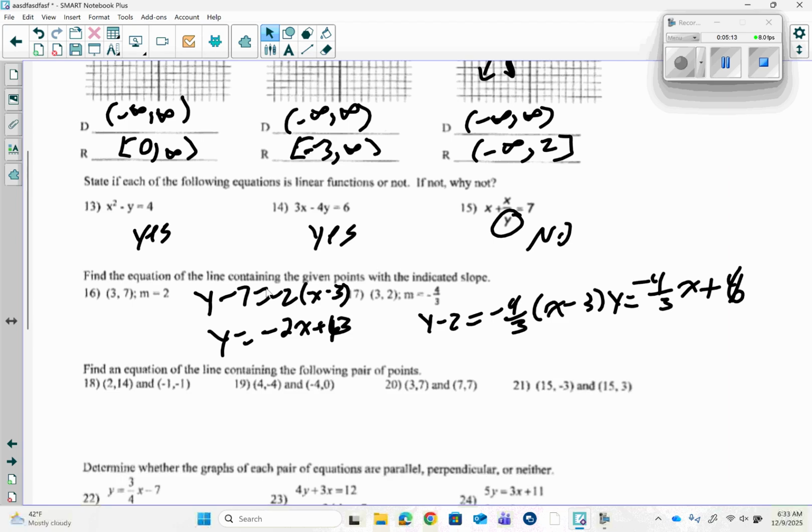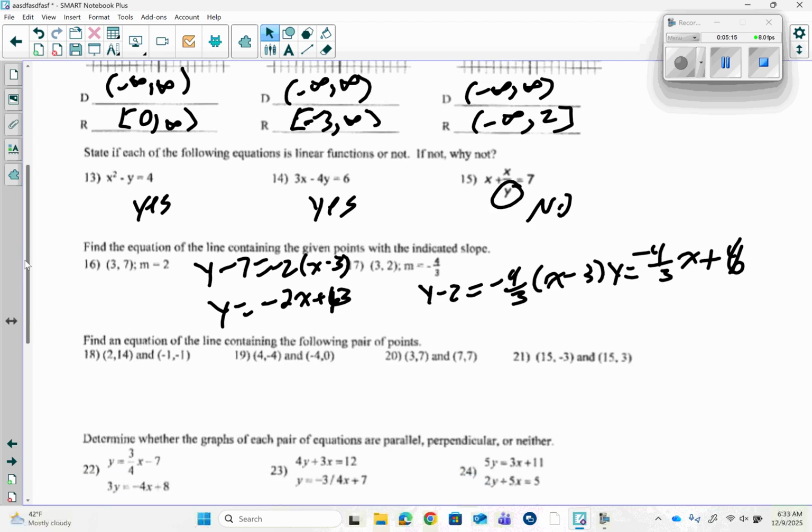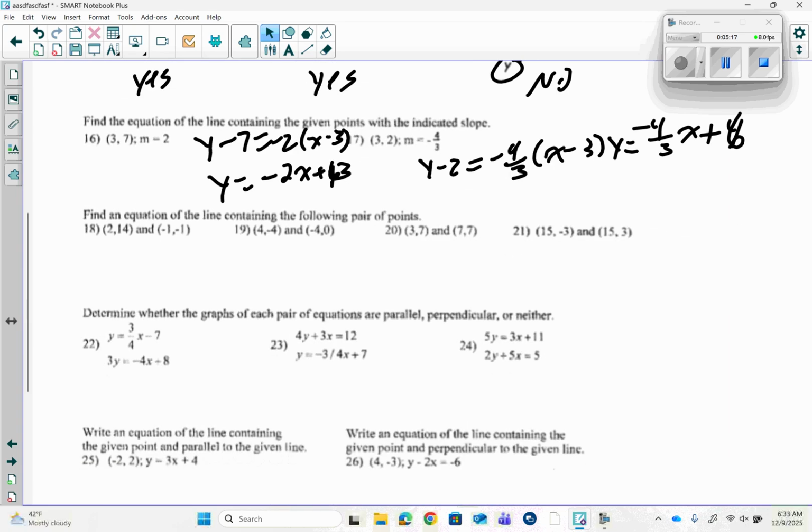Find the equation of a line containing the two sets of points. So let's find the slope first. So our slope is going to be -1 minus 14 over -1 minus 2. So that's going to give me -15 over -3. So that's just 5 as a slope.